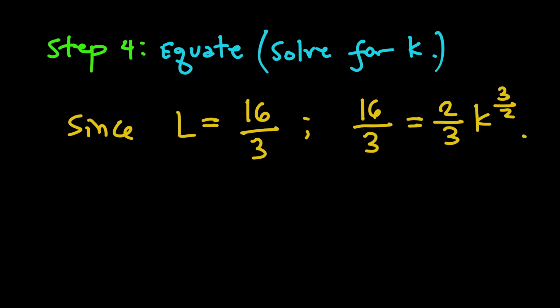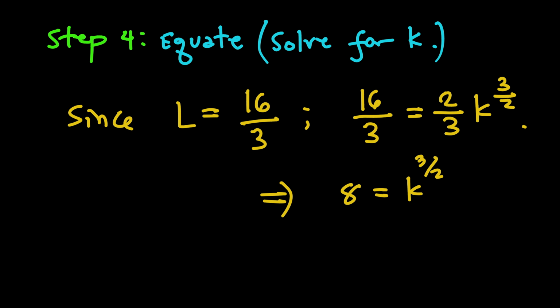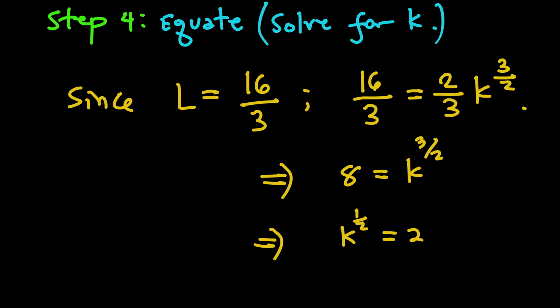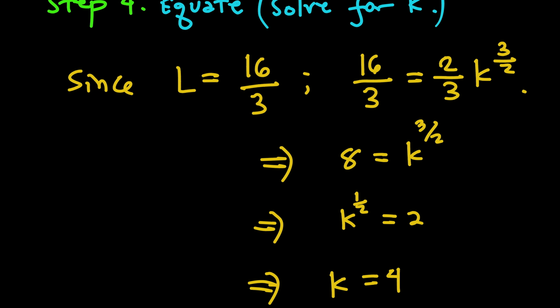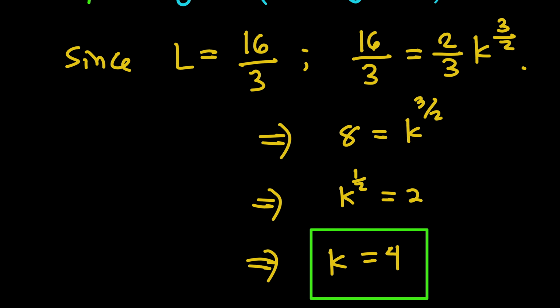So you divide both sides by 2. That's why this one is 8, this one is 1. And then you multiply both sides by 3, and this one cancels out. So this is simplified to 8 equals k raised to 3 over 2. Okay, so if you take the cube root of both sides, you will have 2. And then squaring both sides, this gives you a value of k which is equal to 4. And that's how you obtain the value of your k.